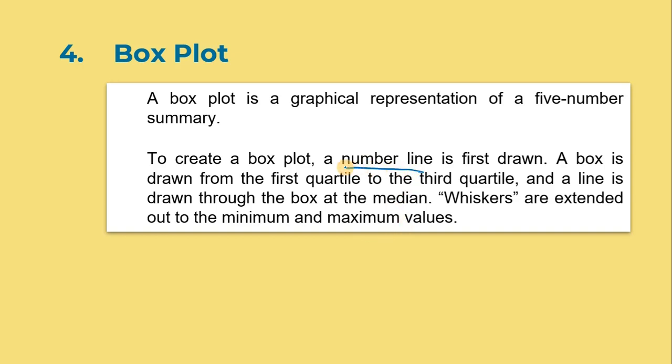And then, the box is drawn from the first quartile to the third quartile. Okay, you draw a box. So, you have a line. You have to draw a number line. And then the box is drawn from the first quartile to the third quartile, and a line is drawn through the box at the median.